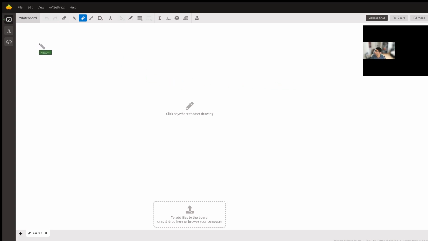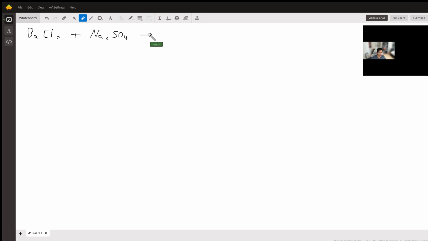So we have barium chloride here. Barium is Ba. Its oxidation number is +2. Chlorine's oxidation number is -1. So this needs to be BaCl2. This is going to be reacting with sodium sulfate. Sodium's oxidation number is +1. Sulfate is -2. SO4 is -2. So this is going to need to be Na2SO4. Right?